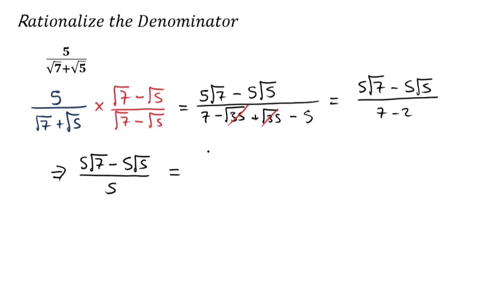So in the numerator, I can factor out 5. And what I remain with is root 7 minus root 5. So that 5 that I factored out can cancel with the 5 in the denominator. And if that happens, our final answer is just root 7 minus root 5.